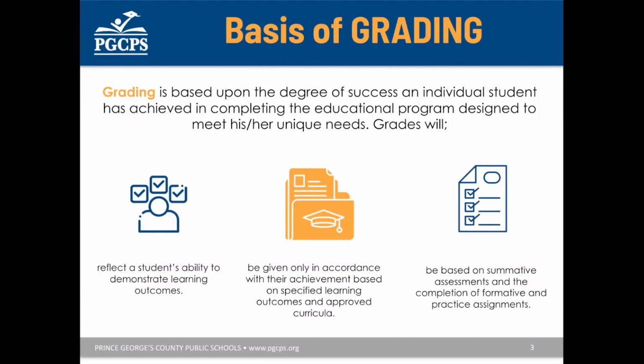In the rationale section of Administrative Procedure 5121, it indicates that grading is based upon the degree of success an individual student has achieved in completing the educational program designed to meet his or her unique needs. Grades should reflect a student's ability to demonstrate learning outcomes, be given only in accordance with the achievement based on specific learning outcomes and approved curricula, and be based on summative assessments and the completion of formative and practice assessments.